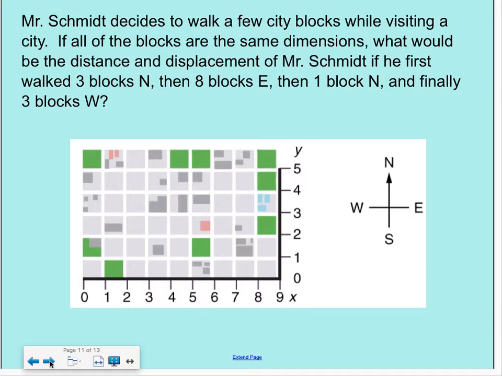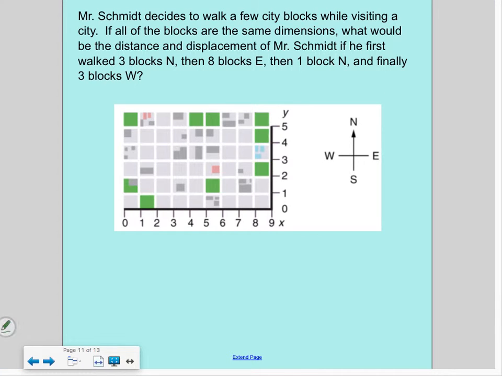We're going to start at 0. So we have to pick where we're starting. I'm going to choose for you, and we're going to start right there because I'm the one that wrote it, so I know that it should stay in the grid. So first we're going to travel where? 3 blocks north. So let's draw it in. Then 8 blocks east. 1 block north. And 3 blocks west.